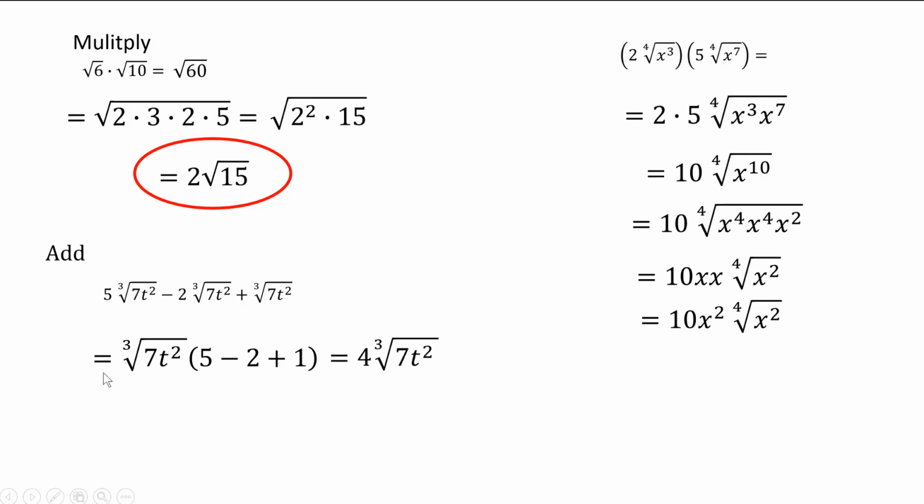Another way you can think of it is that you're factoring out the cube root of 7t squared from each term because they all have that factor. So cube root of 7t squared times 5 minus 2 plus 1, which is 4. Cube root of 7t squared. So like terms can be combined.